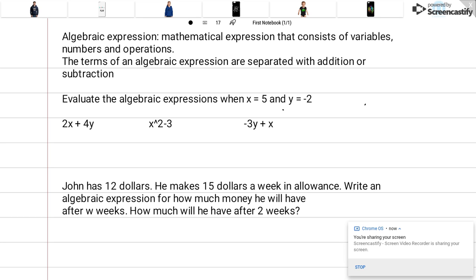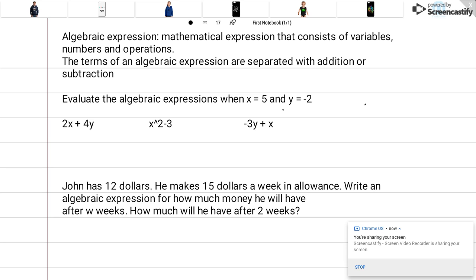I have a definition right at the top so we don't forget what it is. An algebraic expression is a mathematical expression that consists of variables, which are letters that represent numbers, and operations. The terms of an algebraic expression are separated with only addition or subtraction. That is very important when we are trying to evaluate, which we will do in a minute.